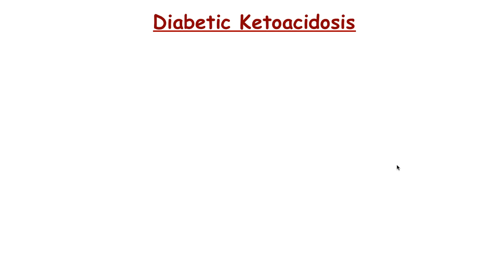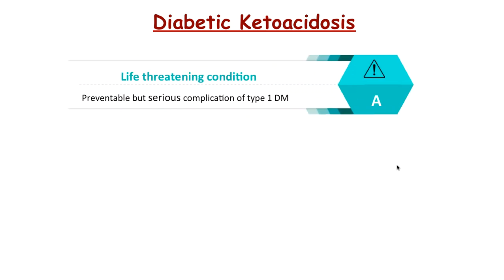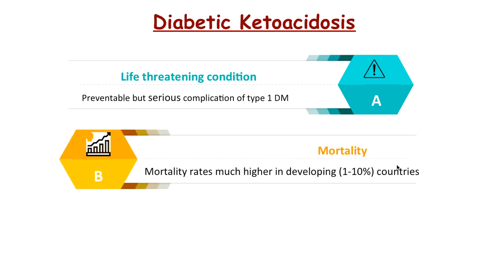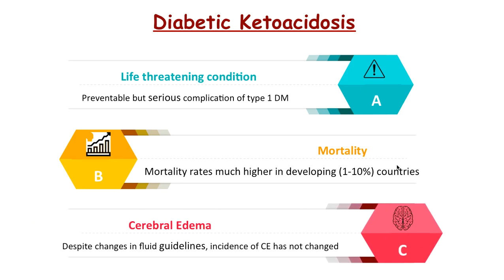So how do we define diabetic ketoacidosis? But before that, you should know that diabetic ketoacidosis is a life-threatening condition which is a preventable but serious complication of type 1 diabetes mellitus. The mortality rates are much higher in developing countries up to the tune of 10%. However, the mortality rate in the Western world has gone down to less than 1%. We should remember that cerebral edema, the most feared complication of diabetic ketoacidosis, the incidence has not changed despite changes in fluid guidelines over a period of time.